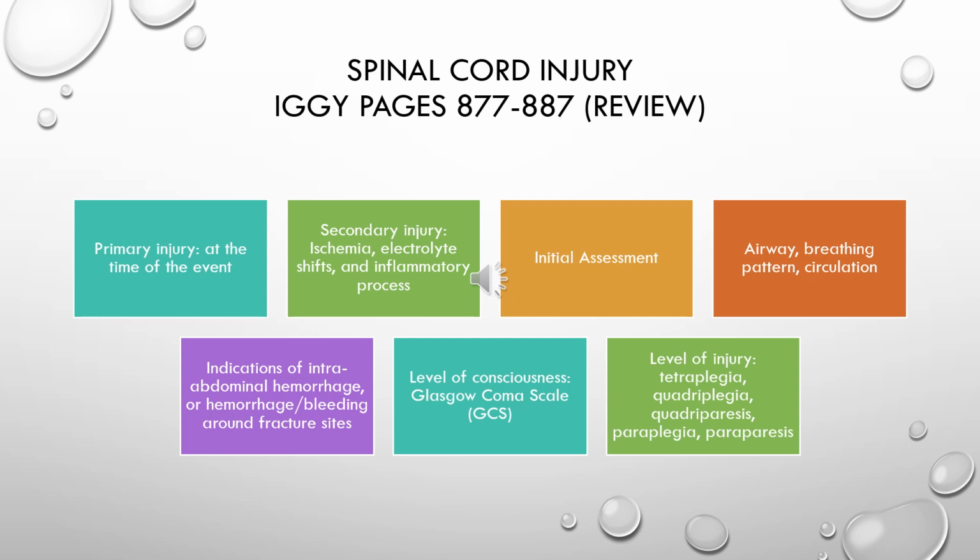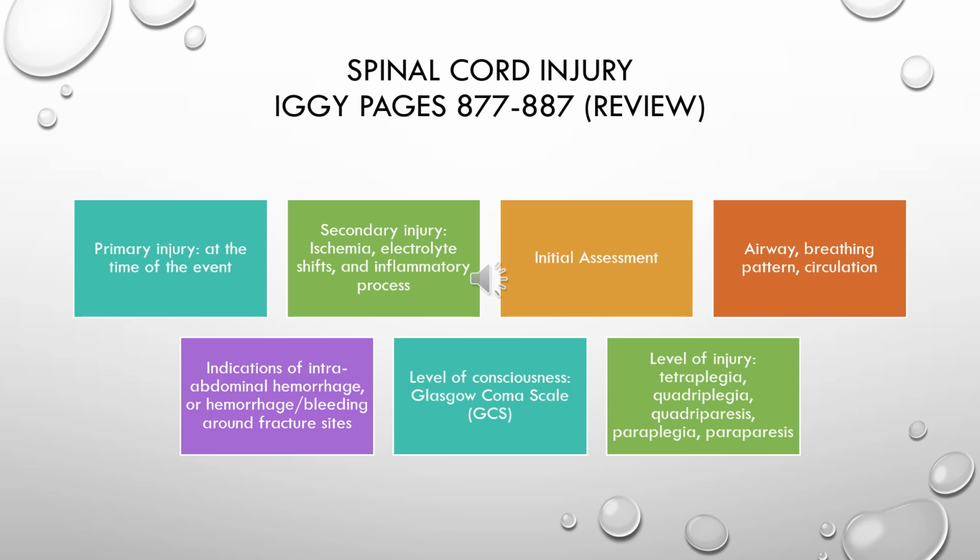You're going to look at your level of consciousness, do that GCS, and assess your level of injury, whether it's tetraplegia, quadriplegia, or paraplegia. Is it all four extremities? Is it just the lower extremities? Is it paresis? More so, they have numbness or loss of sensation, but they still can move to some extent. So there are different levels of injury that can occur.